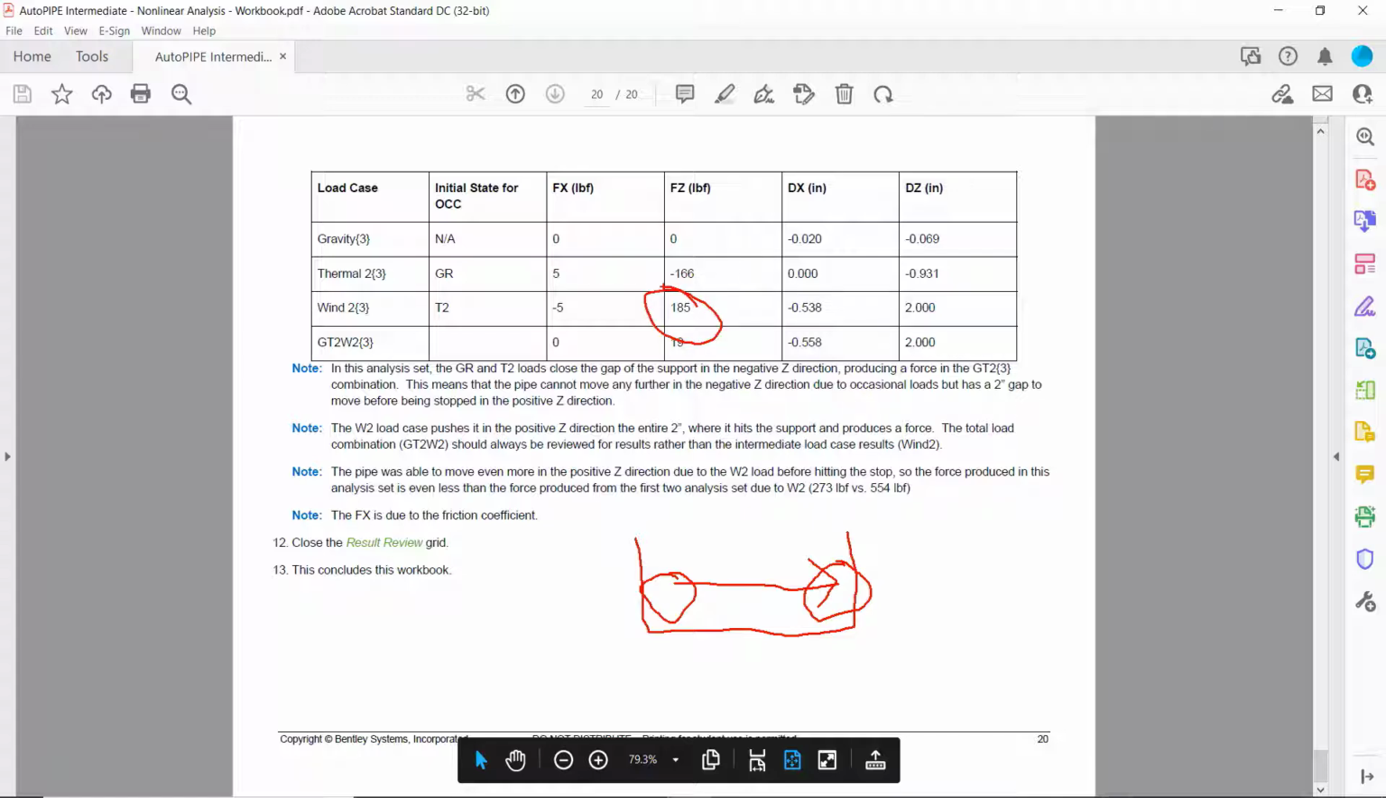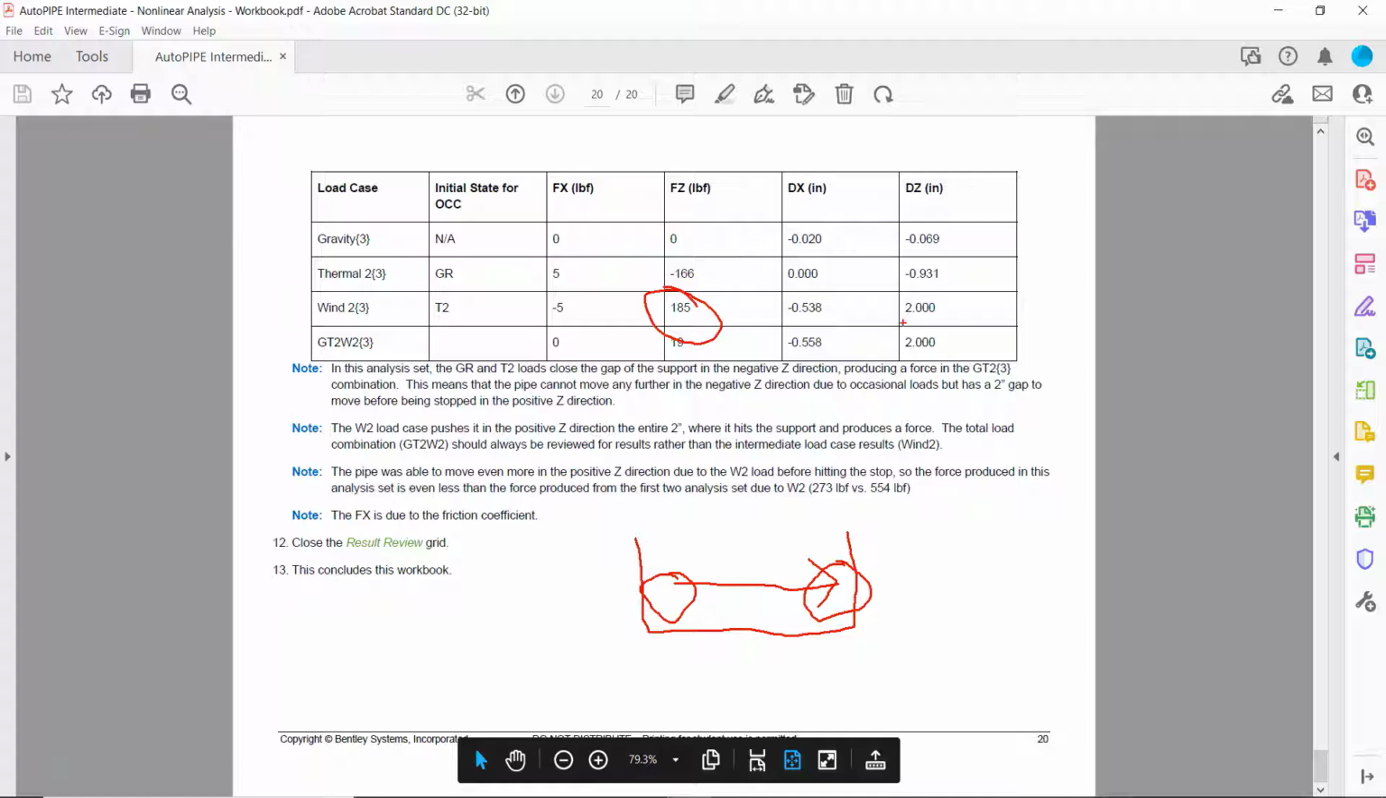So in this critical load case, you see that if the wind isn't applied, you already have a force on this support in the negative Z direction just from gravity and thermal. If the wind is applied, you have a force on the opposite side of the support with gravity, temperature, and wind. And the support would have to be designed for both cases.